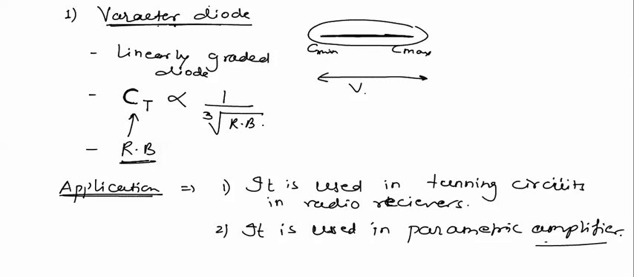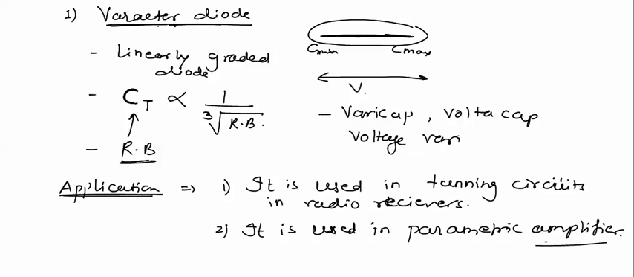The varactor diode is also called by different names like varicap, voltacap, meaning voltage variable capacitance. Means we can vary its capacitance by varying the voltage. We can change its capacitance by changing the voltage. So it can be used as a voltage variable capacitor.